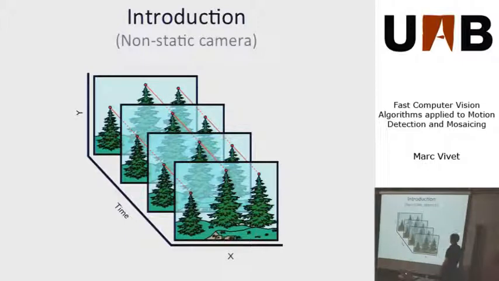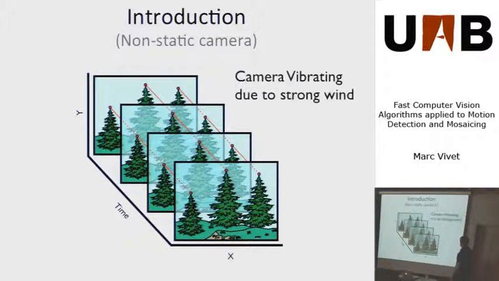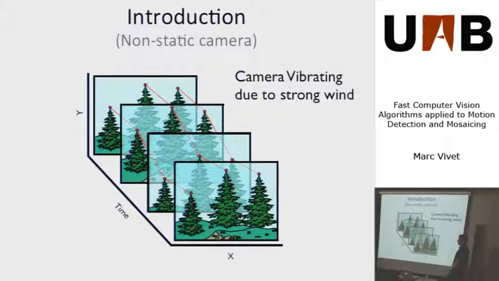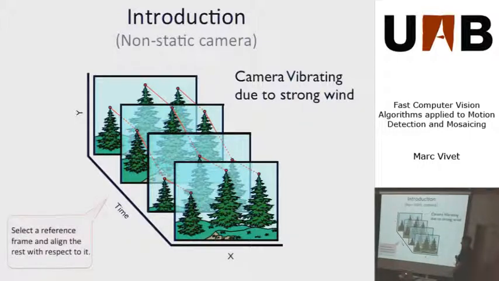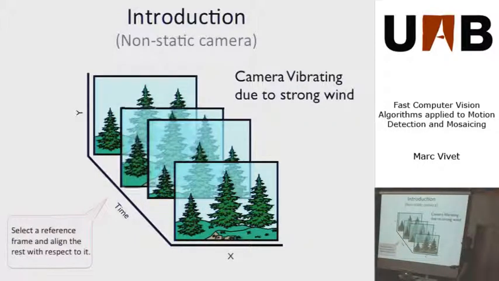So we have seen that when the camera is static, the epipolar lines are straight. So then we can study these lines in order to generate the background image. But imagine the case of a camera vibrating due to a strong wind. In this case, the lines are no longer straight. So generating a background image, as we have seen before, is not possible. For this reason, what we need to do is to first select a reference frame and align the rest of the frames with it. And then restore the lines.